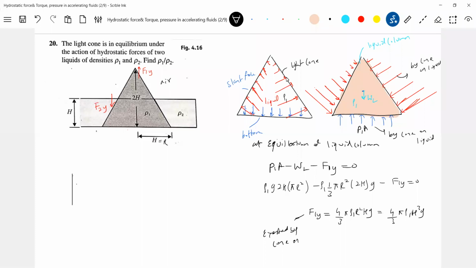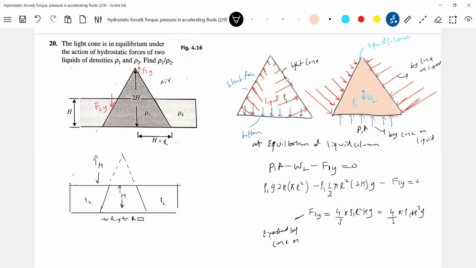Here, I think just make the observation. I'll finish off this problem now. Now come to this one. So there's a liquid 2. Now this part is what? This will be H. And this is R. This is R. And this is H. This liquid which is there will exert a force, no, here.